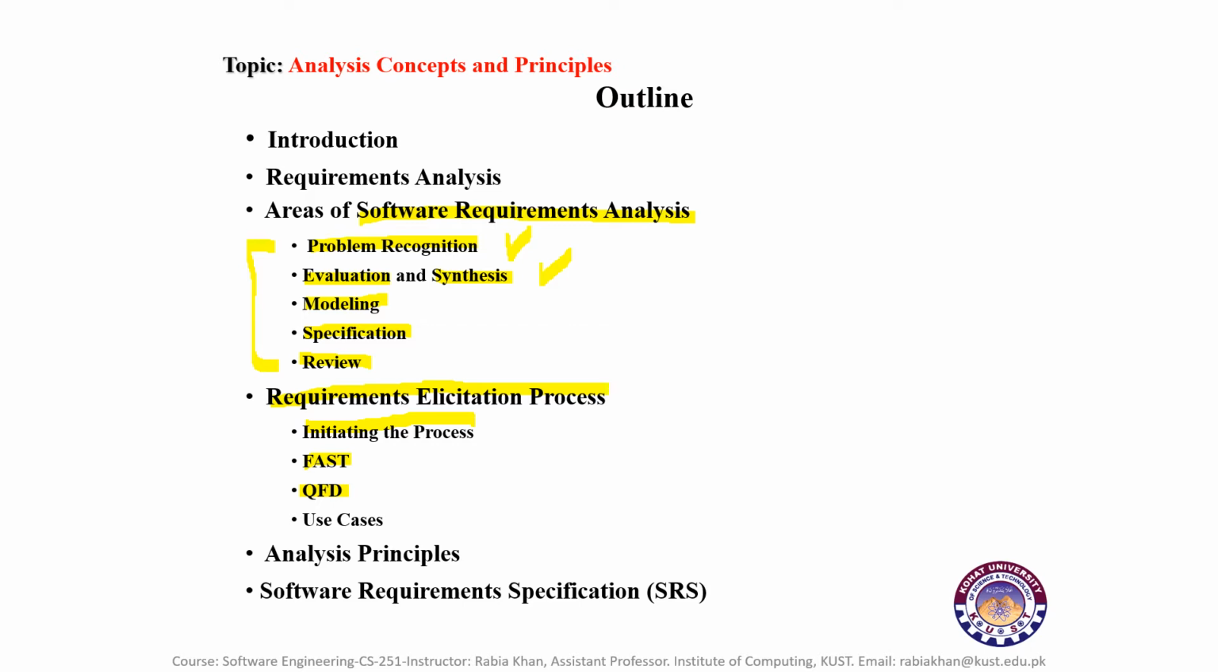The second category is the expected requirements. Those are requirements which are generally not told by the customer, but they expect that they should be present in the software, otherwise the software will not be acceptable to them.